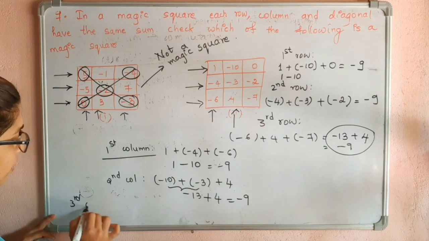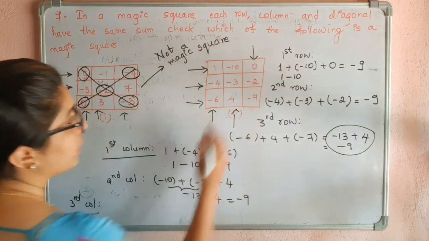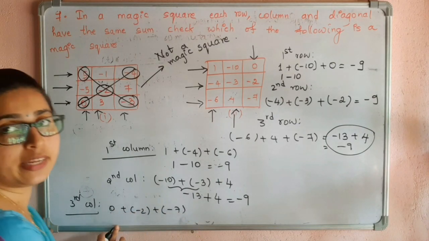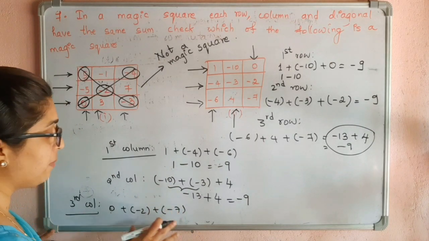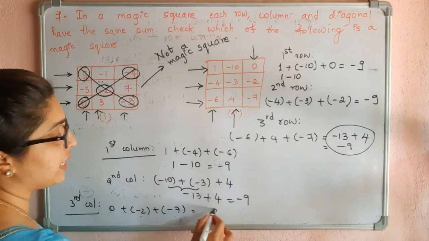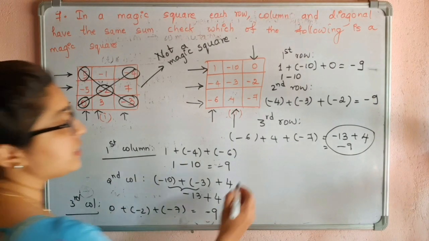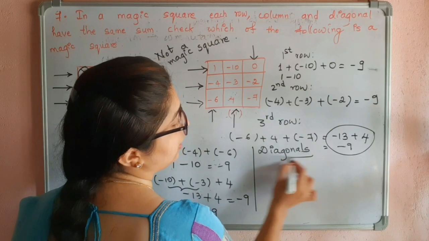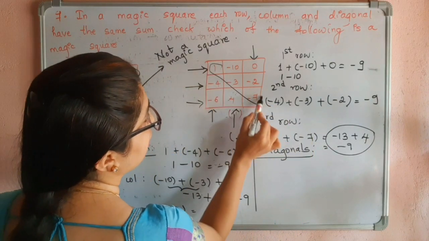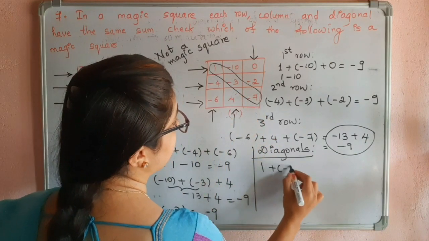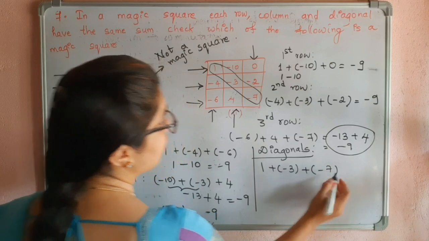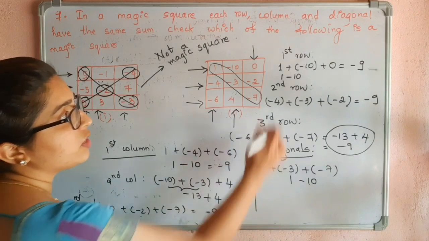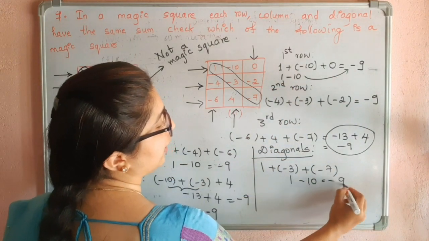Next comes the third column: 0 plus minus 2 plus minus 7. If you are adding anything to 0, you will get the same number itself. So 2 and 7 is 9, taking the sign minus, minus 9. Next come the diagonals. This is the first diagonal: 1 plus minus 3 plus minus 7. So 7 and 3 is 10, which has a negative sign. 1 minus 10 is minus 9.